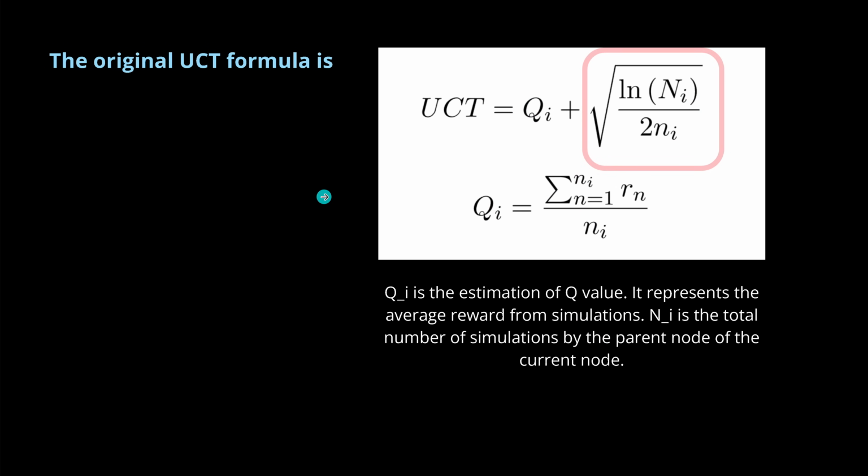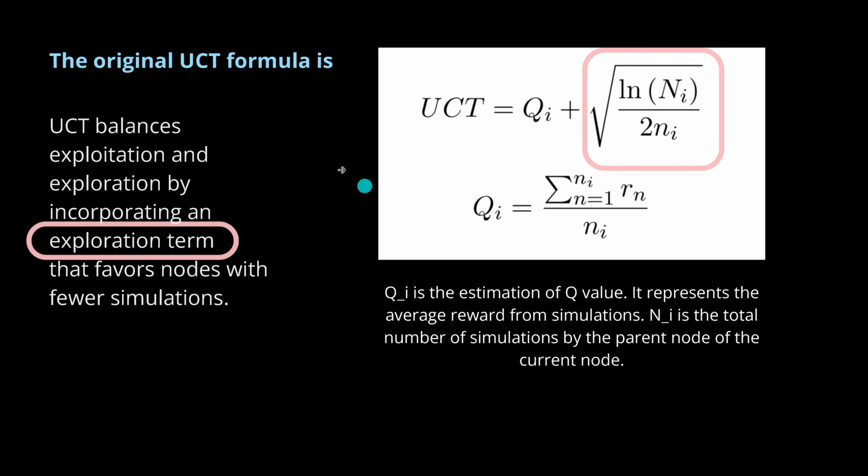Now, if you look at it a little bit more on the mathematical side, this is beautiful because for the classical Monte Carlo tree search, our UCT formula is this one. And you notice simply two terms, where the first term, our Q sub i, is simply the estimation of the quality value. It represents the average reward from the simulations. N sub i is the total number of simulations by the parent node of the current node. Beautiful. But we are much more interested in the second term, no?